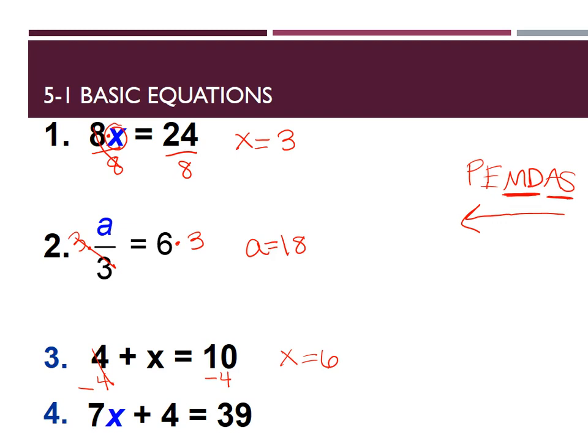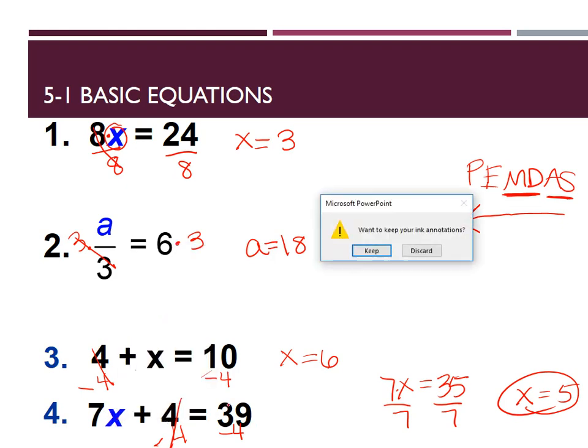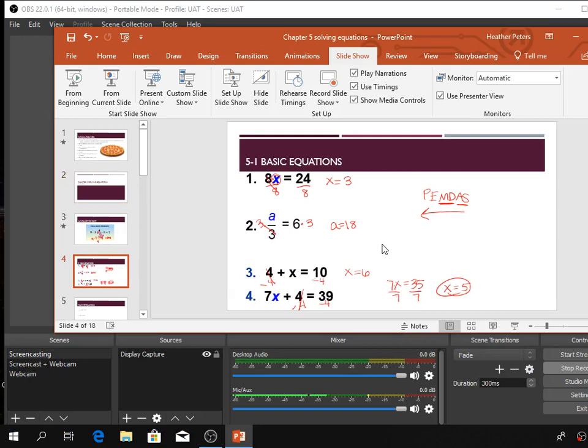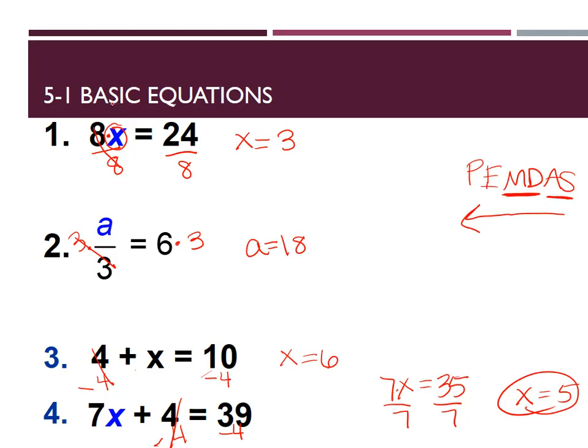I'm going to get rid of addition and subtraction first. So I'm going to subtract the 4 from both sides. That leaves me with 7x equals 35. And then to get x alone, since that's being multiplied, you're going to divide by 7 on both sides. So you're left with x equals 5. And you can always plug it back in to check it. 7 times 5 is 35 plus 4 is 39. All right.